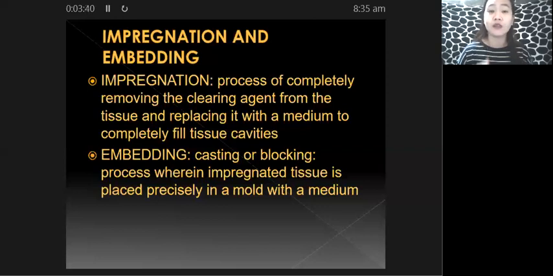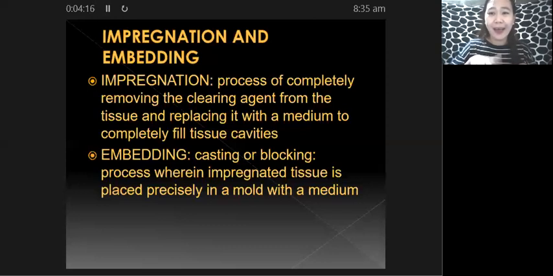On the other hand, when we say embedding, other terms that we use to refer to this step in tissue processing are casting or blocking. After the process of impregnation, you have to perform embedding. This is a process wherein your impregnated or infiltrated tissue is placed precisely in a mold with a medium.